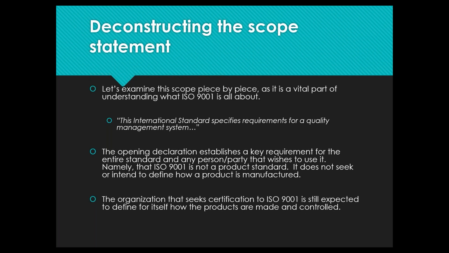Now, this opening statement establishes a key aspect for the entire standard, and that is ISO 9001 is not a product standard. It does not tell you how to manufacture your product. That is still very much up to the individual organization to figure out how they are going to make their products, control their products, etc. ISO 9001 is all about a quality management system.